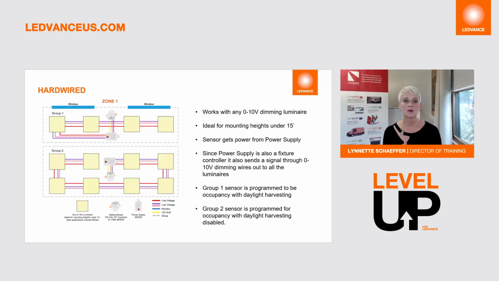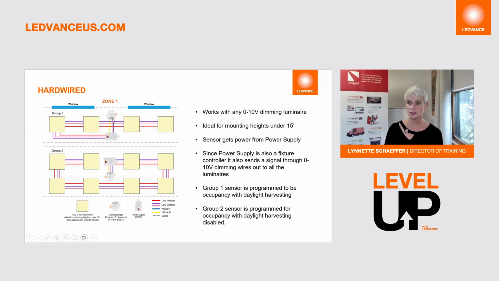In the next couple of slides, I'm going to walk you through some of these hardwired options. Here's an example of an office with 12 luminaires, 2 groups with 1 being by a set of windows. This setup works for any 0 to 10 volt dimming luminaire. It's ideal for mounting heights under 15 feet.